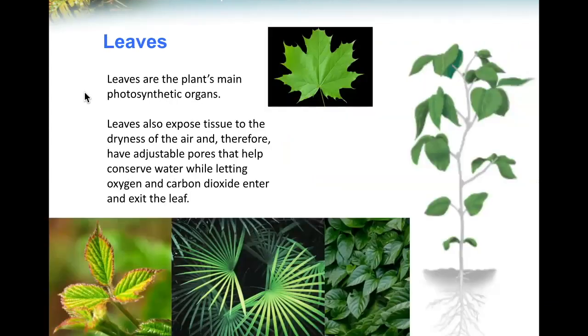Leaves are the plant's main photosynthetic organs. Leaves are exposed to the dryness of the air and therefore have adjustable pores that help conserve water while letting oxygen and carbon dioxide enter and exit the leaves.